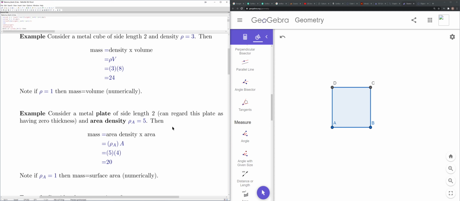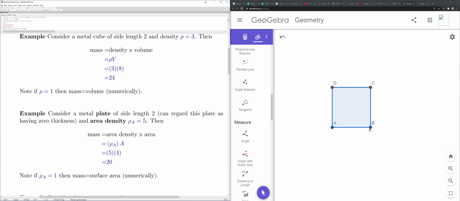So, for a different example and probably closer to what we want, let's now consider, instead of the metal cube we had in the previous example, a metal plate. This metal plate is a square metal plate, and the side length is 2.